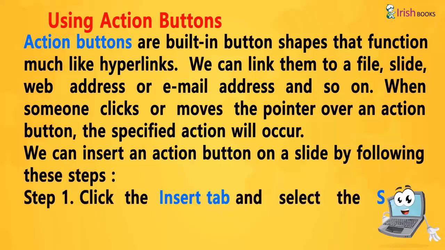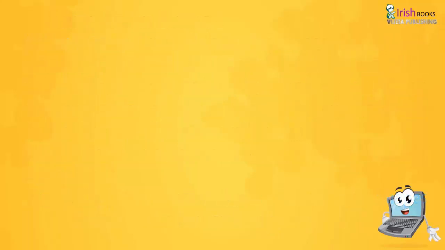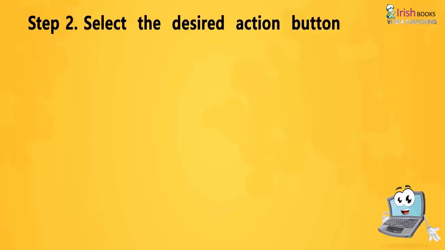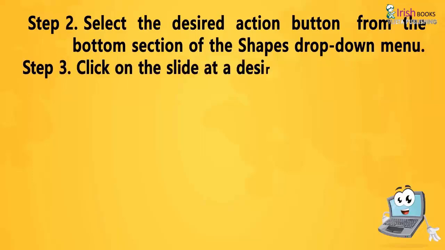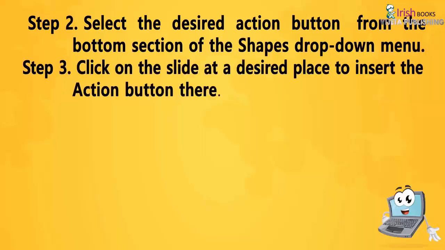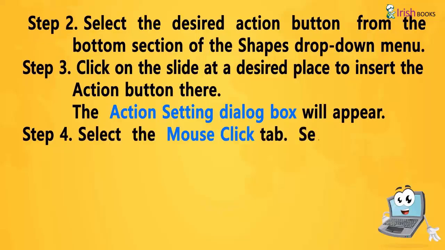Step 1. Click the Insert tab and select the Shapes button in the Illustrations group. Step 2. Select the desired action button from the button section of the Shapes drop-down menu. Step 3. Click on the slide at a desired place to insert the action button there. The Action Settings dialog box will appear. Step 4. Select the Mouse Click tab.